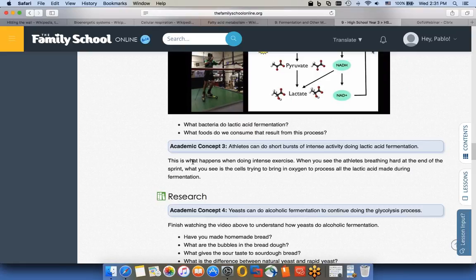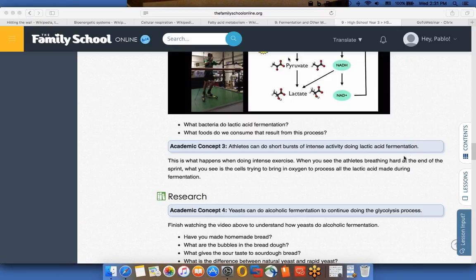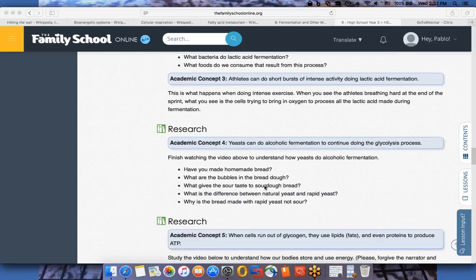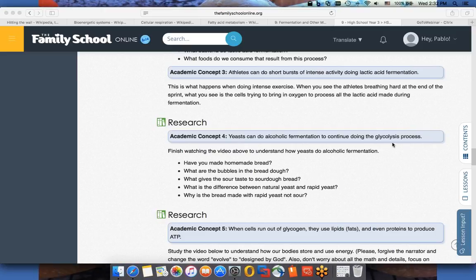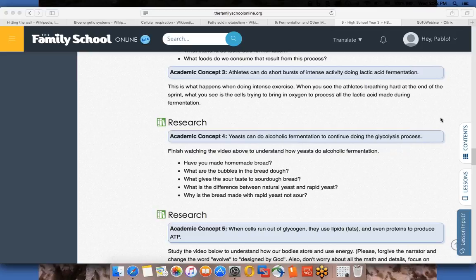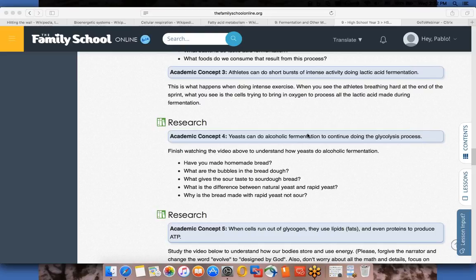All right. So Nathan, here in academic concept 3, okay, what can you tell me about this? So the concept is that animals can do short bursts of intensity after doing lactic acid fermentation, and lactic acid fermentation, I forgot what part of the body it is, but then it works together with other muscles, and it pumps oxygen and energy into your body so you can last longer. And then okay.